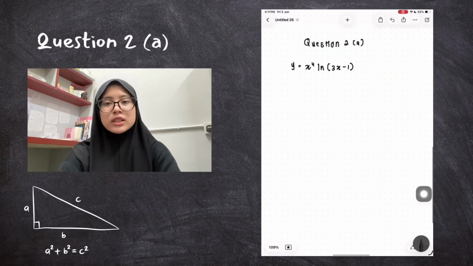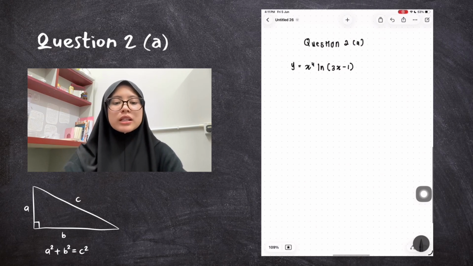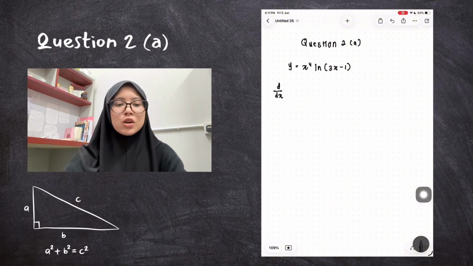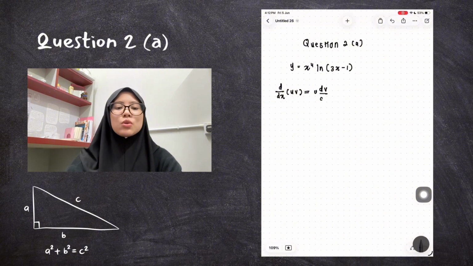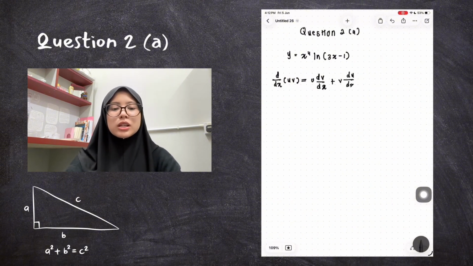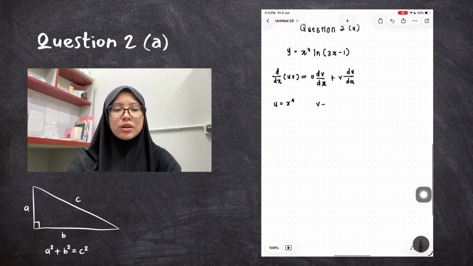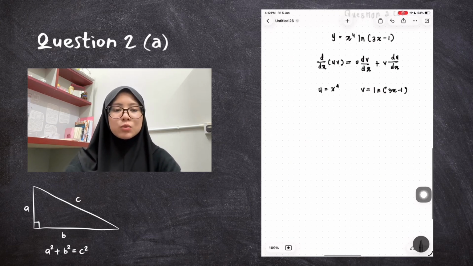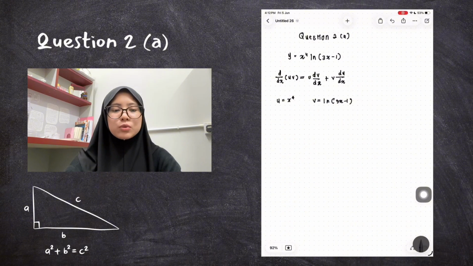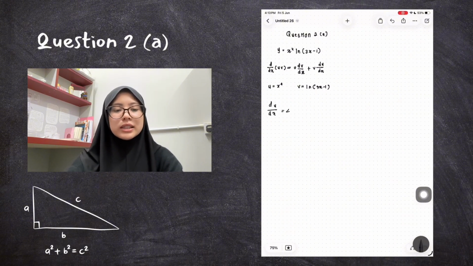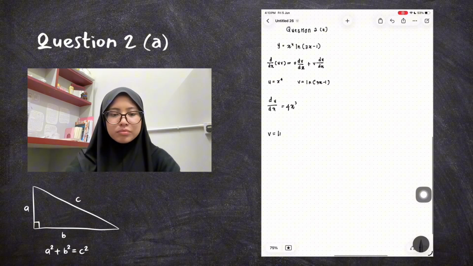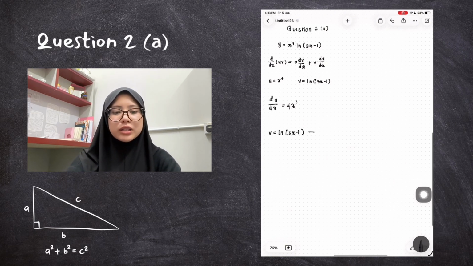The function consists of two functions multiplied together, namely x power of 4 and ln 3x minus 1. I will apply product rule. The product rule states that the derivative of uv is equals to d over dx, uv equals to u dv over dx plus v du over dx. So we can let u equals to x power of 4 and v equals to ln 3x minus 1. Then we have to differentiate it and we get du over dx equals to 4x power of 3. Next, to differentiate v equals to ln 3x minus 1, we use the chain rule.